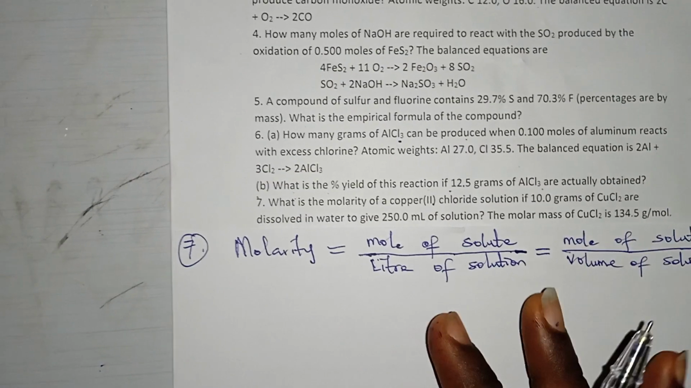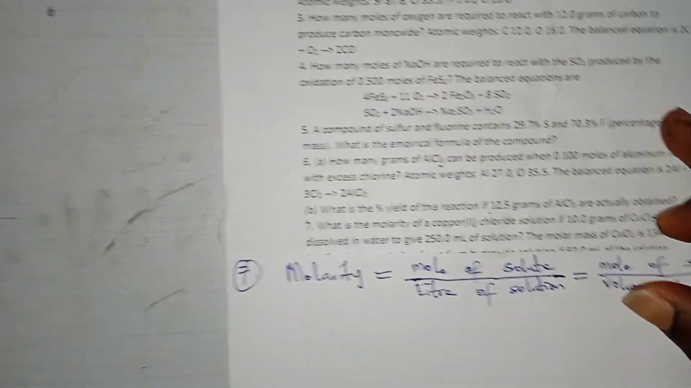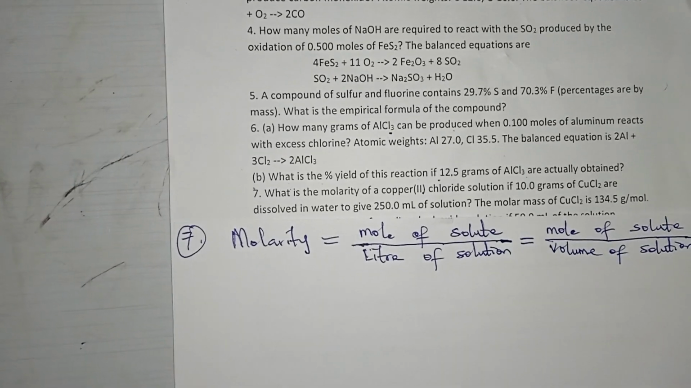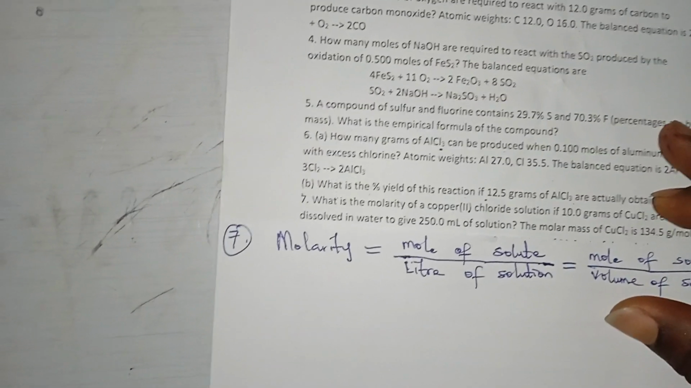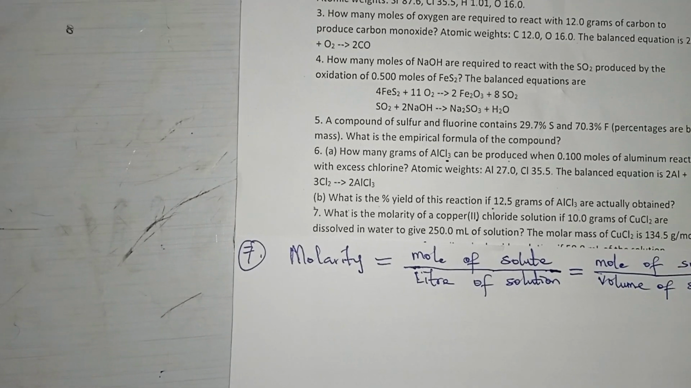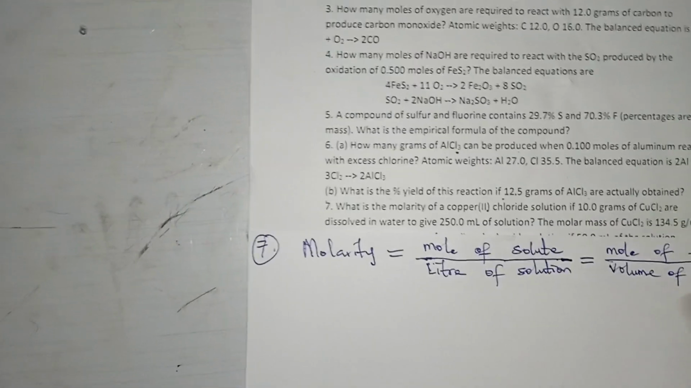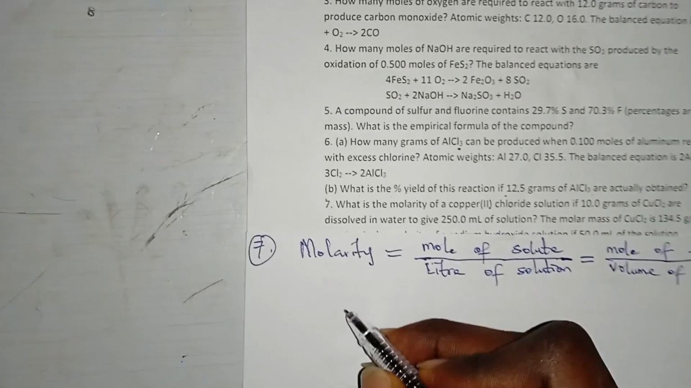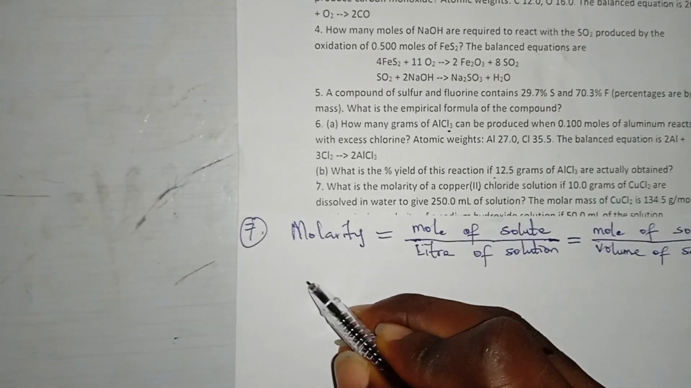All right. So this is the second question. The seventh question, question 7. It says, what is the molarity of copper 2 chloride if 10.0 grams of copper chloride are dissolved in water to give 250.0 milliliter of solution? Now, I want us to analyze this question.